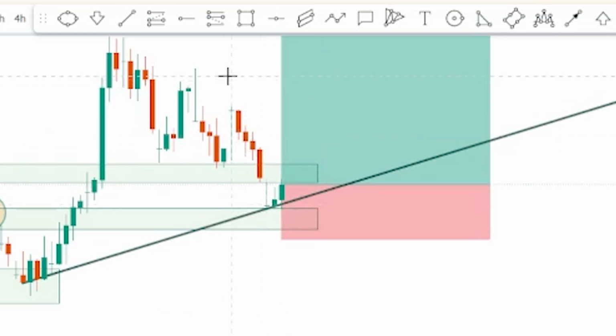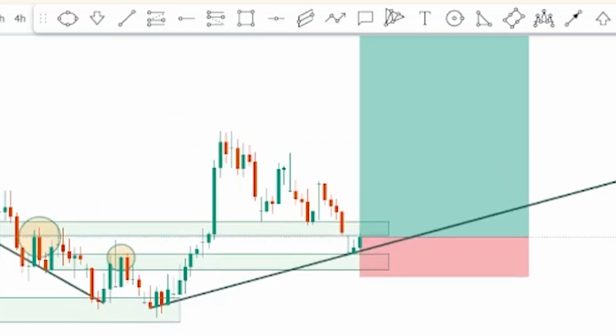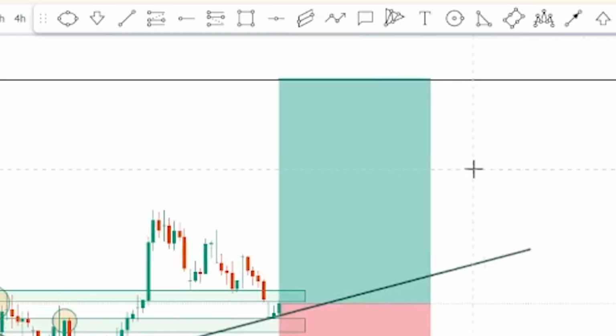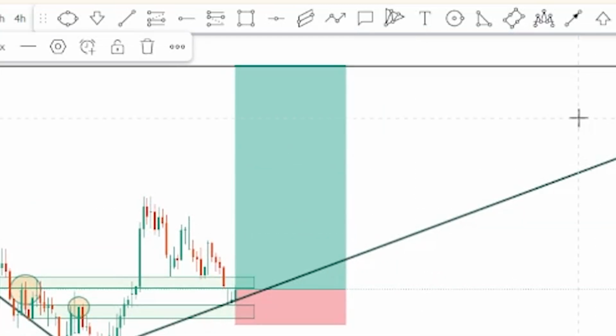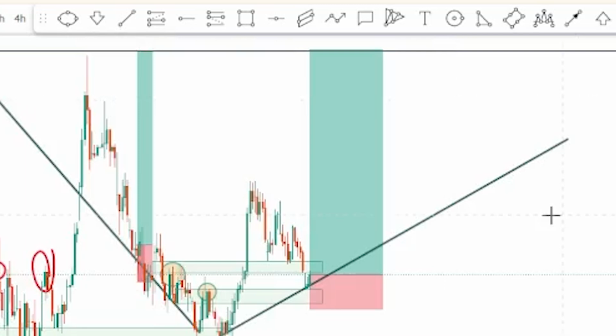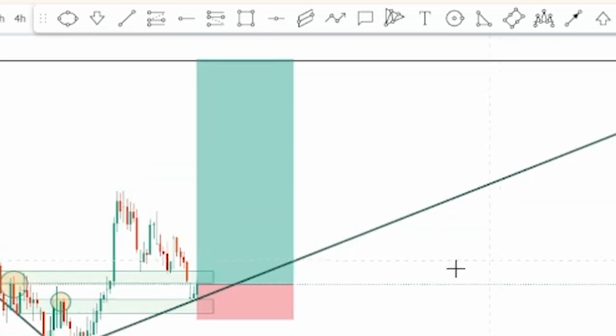So now I have an opportunity to move to the upside after the confirmation of two lows. I need the market again to stay above this trend line until I get to my target. Okay, let's now see what happened.